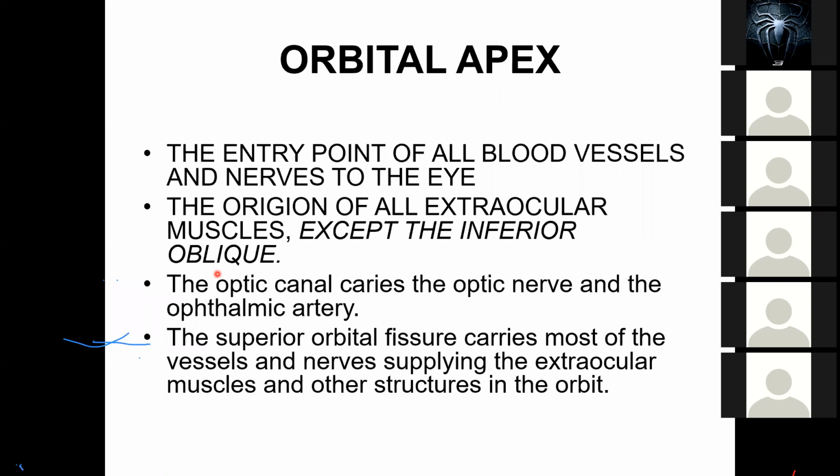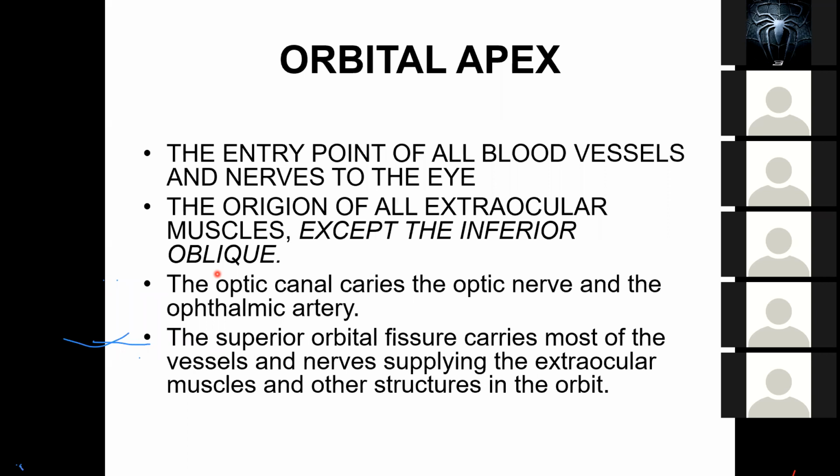And it is also the origin of all extraocular muscles except the inferior oblique. So the orbital apex is the point of entry of all blood vessels and nerves that come to the eye, and it's also the origin of all the extraocular muscles except the inferior oblique. All right, so if you see this in the exam, it's simple, isn't it?